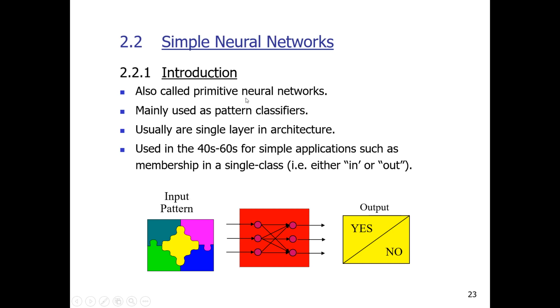These are also called primitive neural networks, mainly used as pattern classifiers. They usually have a single-layer architecture, consisting of only one neuron or a number of neurons in one layer. They were used in the 1940s till the 1960s for simple applications such as membership in a single class, either in or out, yes or no, and so on.